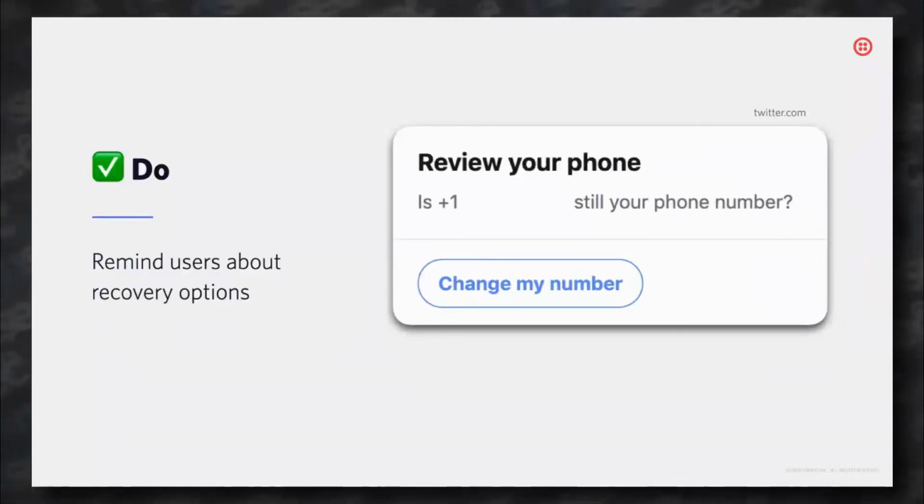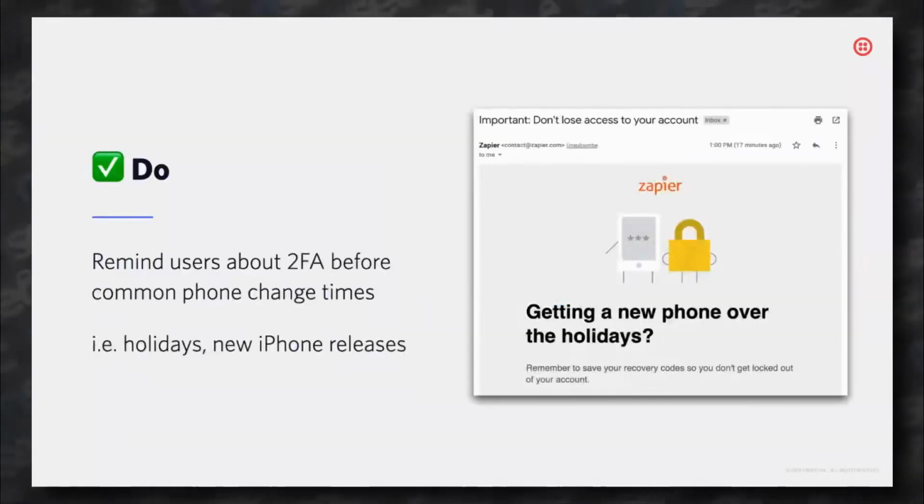Another recommendation, more than general prompts, is that you can also time these reminders and get specific with them. And so time them around the holidays and around new iPhone releases. This is something that, from the Authy side of things, we always see a higher volume of support tickets around the holidays when people get new phones and around new iPhone releases. That's when people are changing their phones. That's when they might get locked out. It makes a lot of sense. There's not really anything too crazy happening there. But an example of this is an email I got from Zapier last winter. It's just a reminder to save your recovery codes so that you don't get locked out of your account.